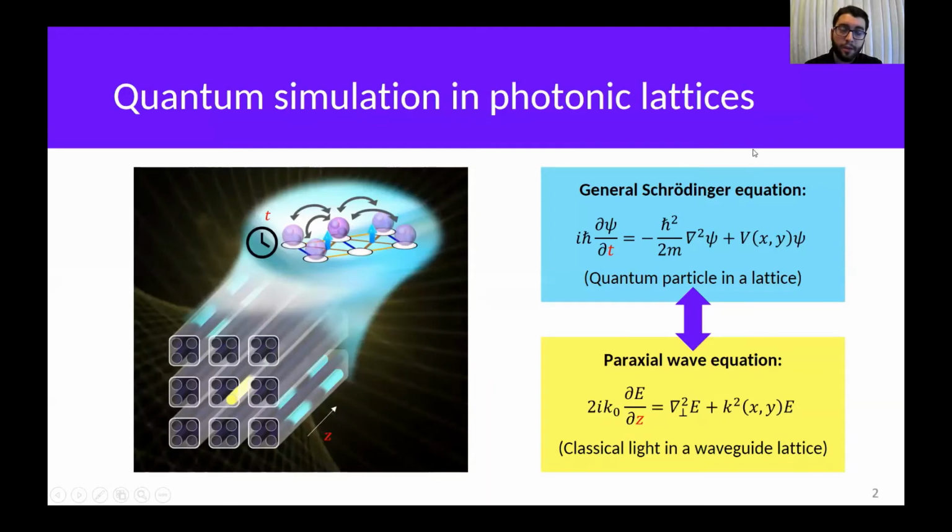Well, as we have seen several times during this conference, we can simulate a quantum system in a photonic lattice using classical light. For example, in a waveguide lattice, we can do this because of the mapping that exists between the partial wave equation of classical light and the Schrödinger equation of a single particle. In this case, the direction along the waveguide would act as the time of the quantum system.